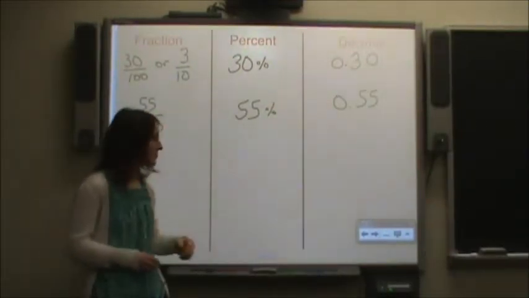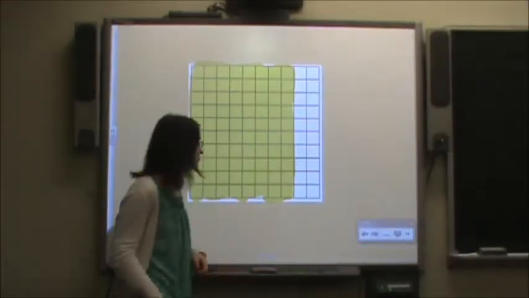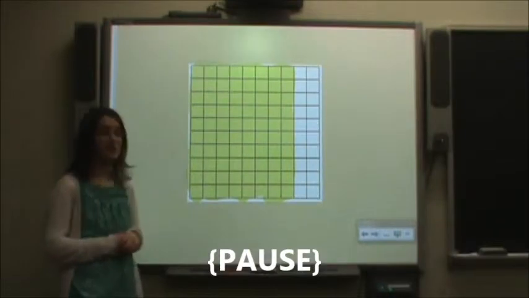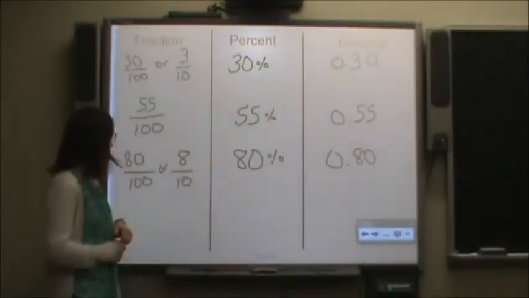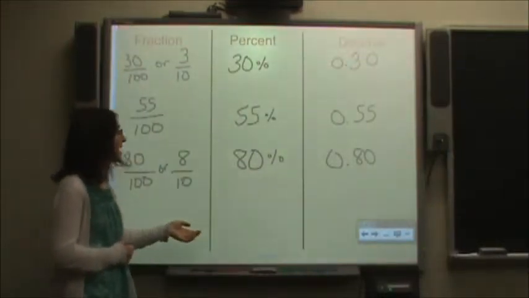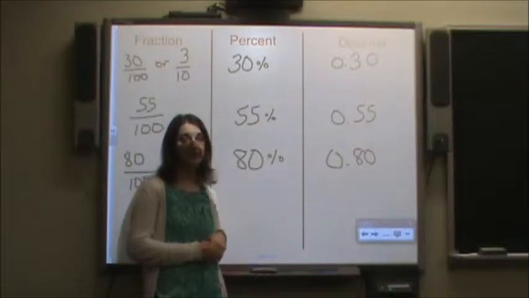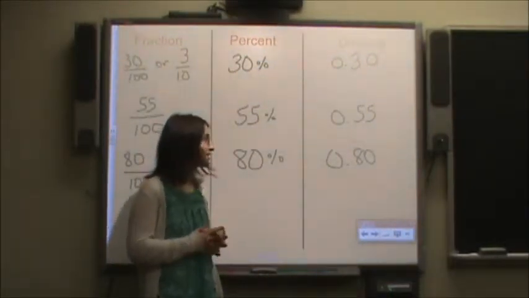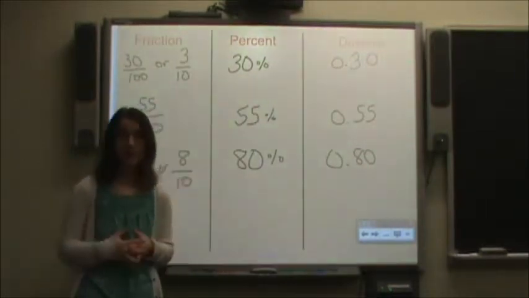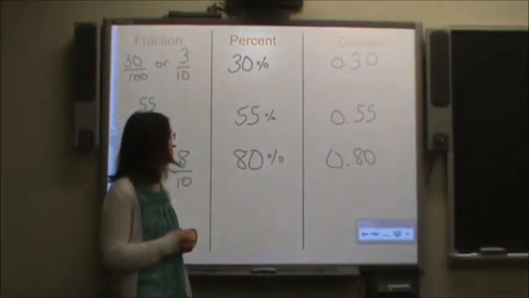You're going to try one of these completely on your own now, so you're going to come up with the fraction, decimal, and percent for this quantity. So pause your video and do that now. You should have gotten 80 hundredths or 8 tenths for your fraction, and then 80% and 0.8, or you could also read it as 0 and 8 tenths, or 0 and 80 hundredths. There are a bunch of different ways we can read that.